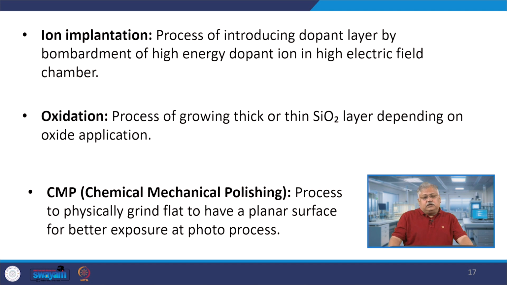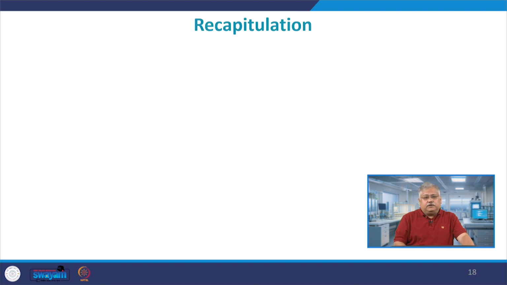Many wafer processes also do a CMP, which is chemical and mechanical polishing, a process to physically grind the flat surfaces to have planar surfaces. The reason we want a planar surface is to have a better exposure at the photo process. When you do a photoresist design and photo processes, if your surface is not planar and is very uneven, then you will have great difficulty in removing the photoresist, and therefore CMP is quite an important process. These are the few steps which I have discussed with you.